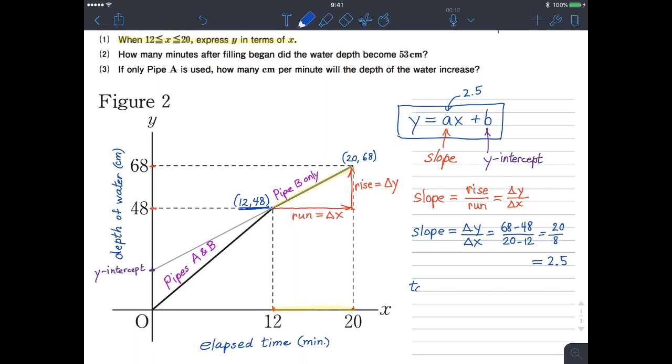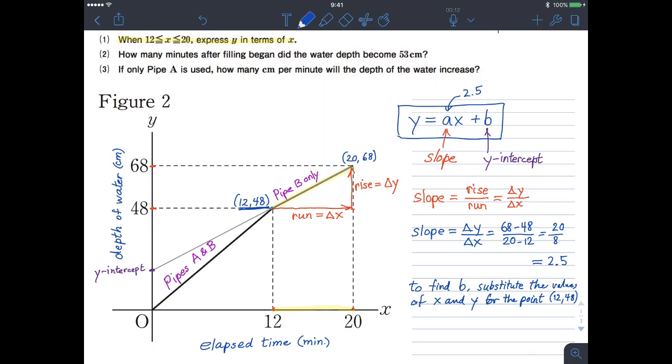So to find b, substitute the values of x and y for the point (12, 48).